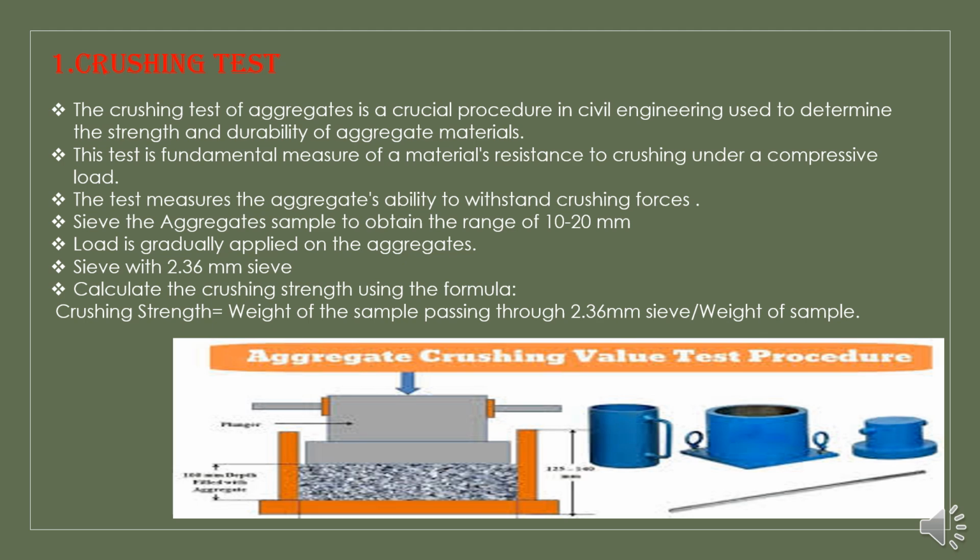The aggregate sample is sieved to obtain the range of 10 to 20 mm. The load is gradually applied on the aggregate, and after that we sieve the sample with a sieve of 2.3 mm. Then the crushing strength is calculated by the formula: crushing strength equals the weight of the sample passing through the 2.3 mm sieve divided by the weight of the sample present initially. There is a picture of the aggregate crushing value test procedure.